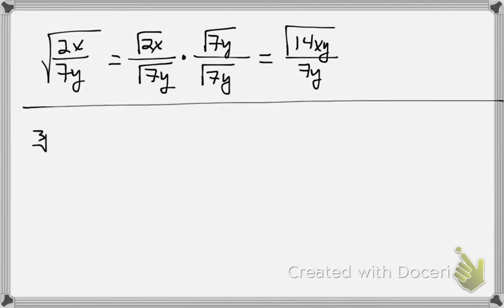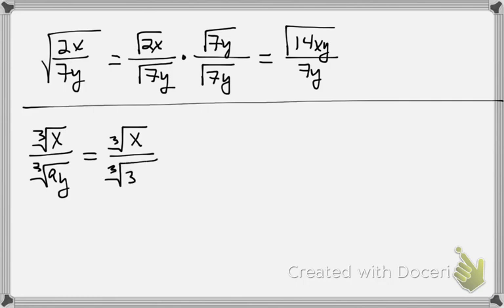What if we have the cube root of x divided by the cube root of 9y? So 9 is already a square, isn't it? 3 squared. So I have the cube root of x over the cube root of 3 squared y. In order to rationalize this denominator, I need to multiply by a cube root, right? How many more 3's do I need?